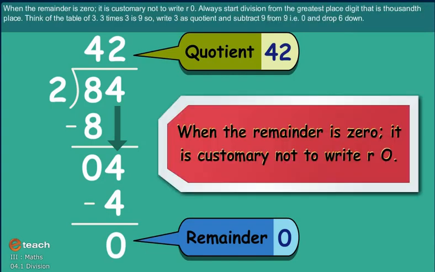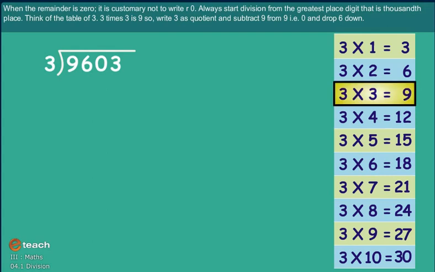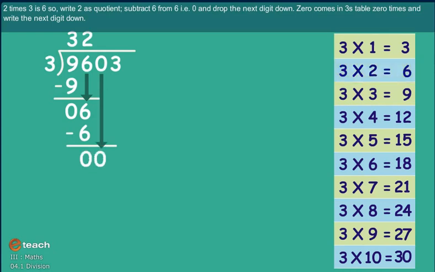Information box. When the remainder is 0, it is customary not to write R0. Always start division from greatest place digit, that is 1000th place. Think table 3. Write 3 as quotient and subtract 9 from 9 and drop 6. 2 times 3 is 6. So write 2 in quotient, subtract 6 from 6 and bring the next digit down.